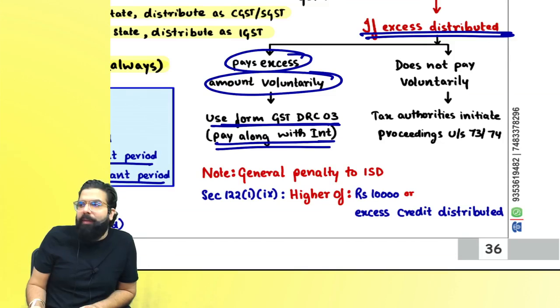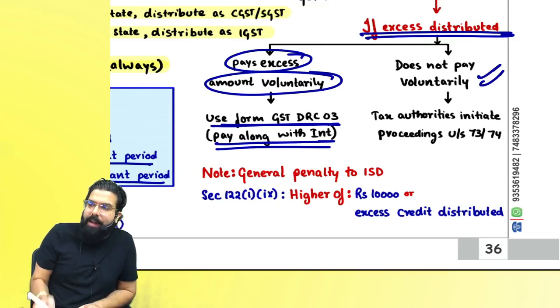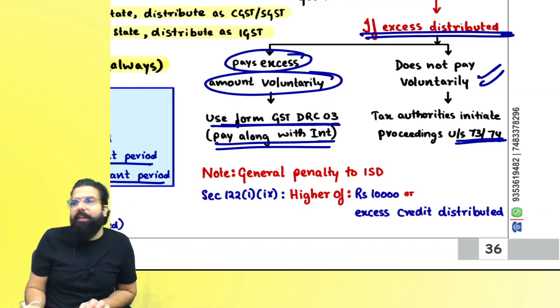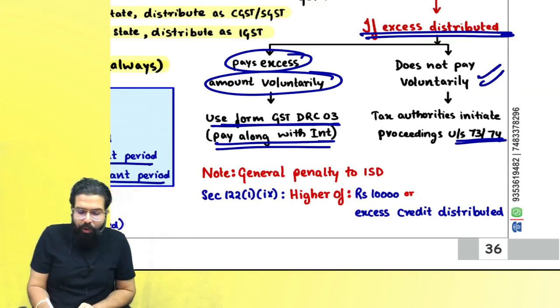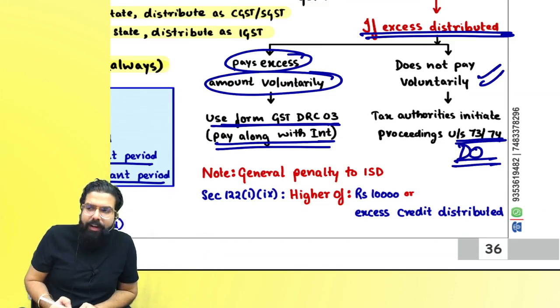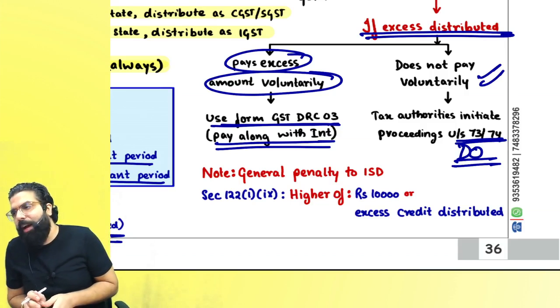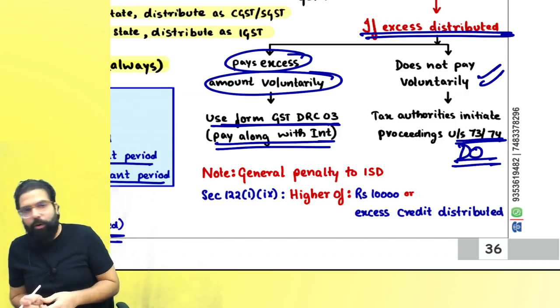But if the branch has received extra and is not voluntarily paying, then the department will initiate proceedings under section number 73 and 74. They will give you a demand order along with interest, penalty, everything, and if you don't pay, they will hang you upside down and recover the amount, right everyone?